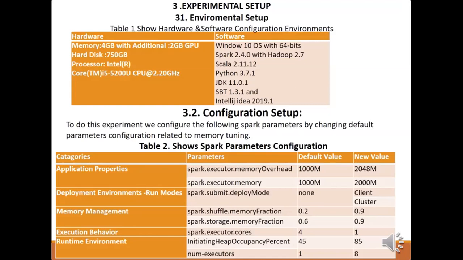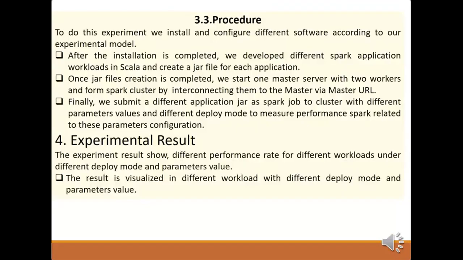When we come to the procedure of our experiment, we first install and configure different software according to our experimental model. Once installation is completed, we develop different Spark applications using the Scala programming language, and then create a jar file for each application. Once the jar files are created, we form a Spark cluster by starting one master with two workers, so that we interconnect those workers to the master via the master URL.